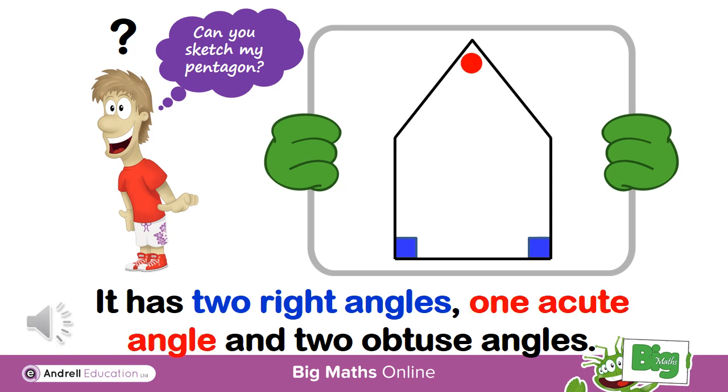So your sketch should look like this, a 5-sided shape, a pentagon, but you needed to remember that two of the angles needed to be right angles. So I've shown those in blue. And one had to be an acute angle, which I've shown in red. The other two angles are obtuse, and I've left those blank.